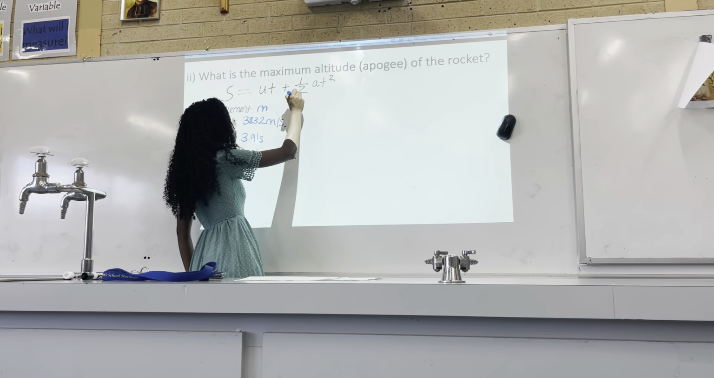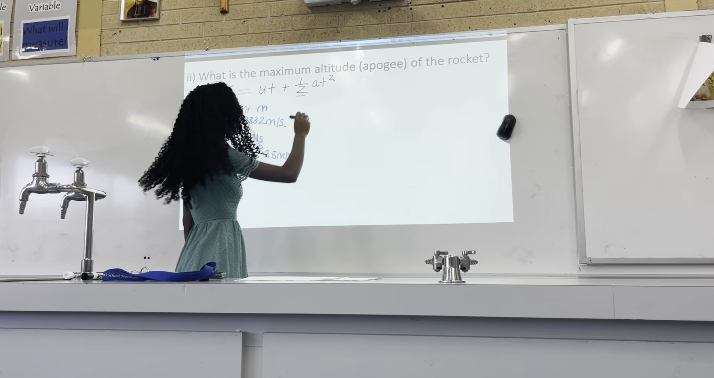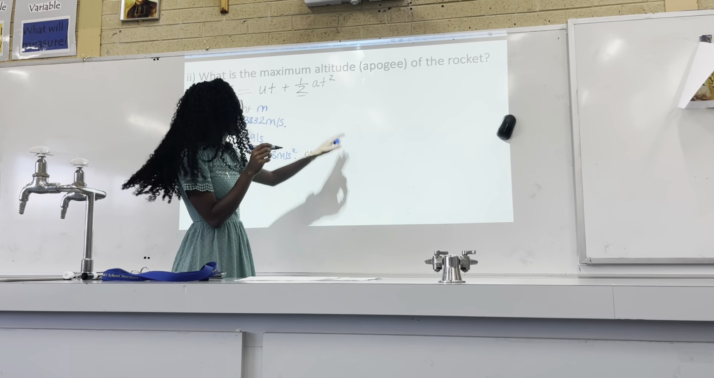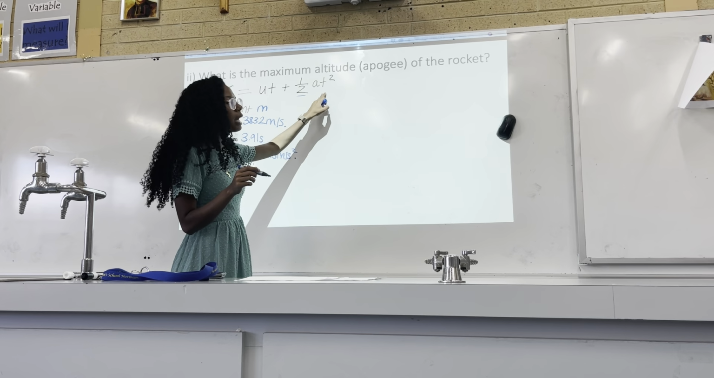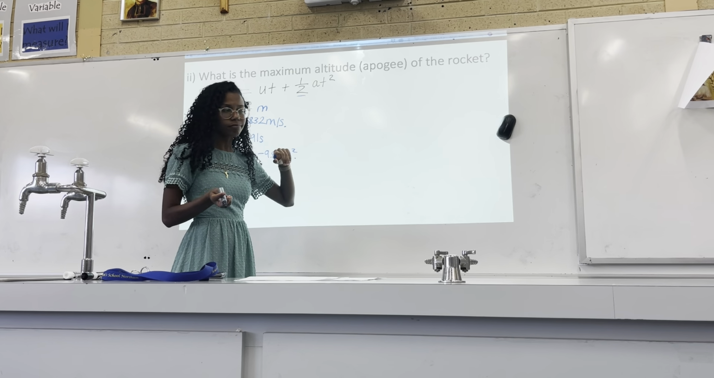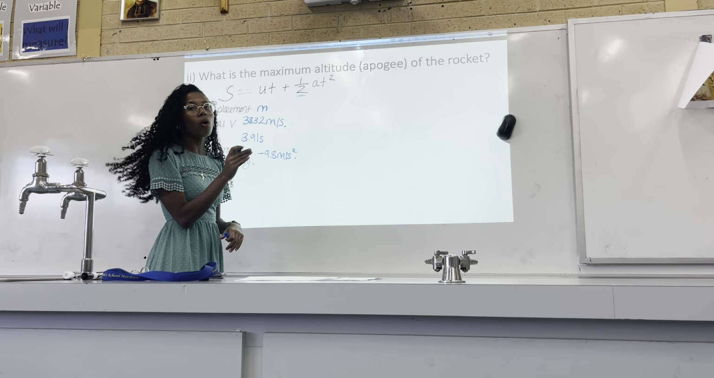And this half here represents this whole thing being halved. So we're halving the acceleration multiplied by time squared. That's being halved to work out the average. Right, so let's just fill in all our data.